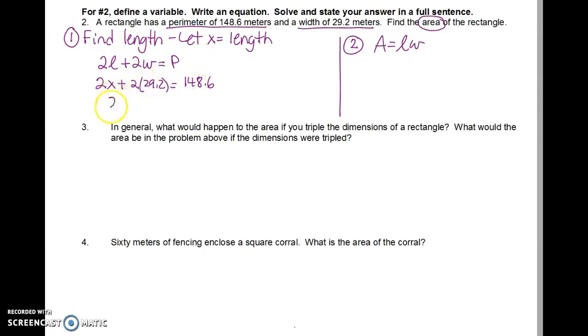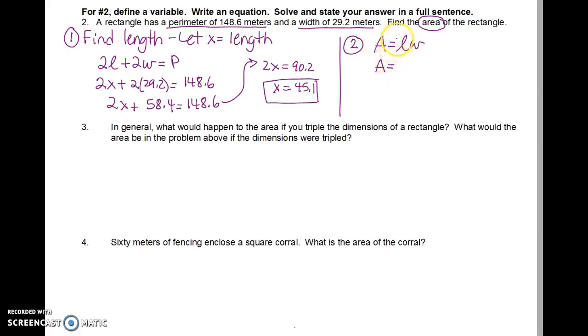Now I will be skipping some steps in the interest of time, because I only have 15 minutes. Then you'll have 2x equals 90.2, giving us x equals 45.1. And that will be meters. I'm not going to put any units in there until I do step 2. Finding the area. The area is length times width, 45.1 times 29.2, and my final answer, and I'm not going to write this in a sentence because I don't have room, 1316.92, and it's meters squared or square meters.